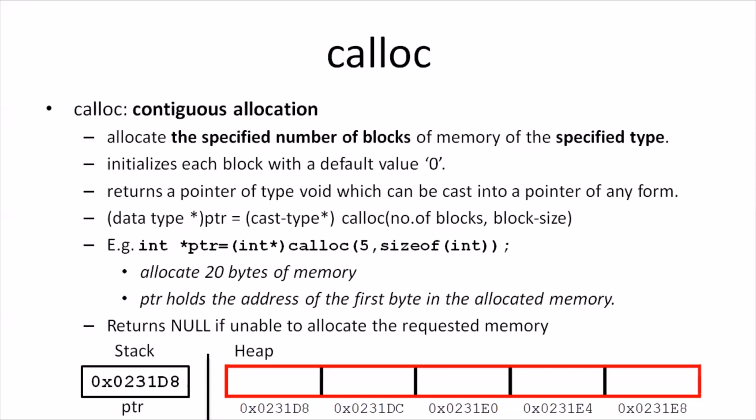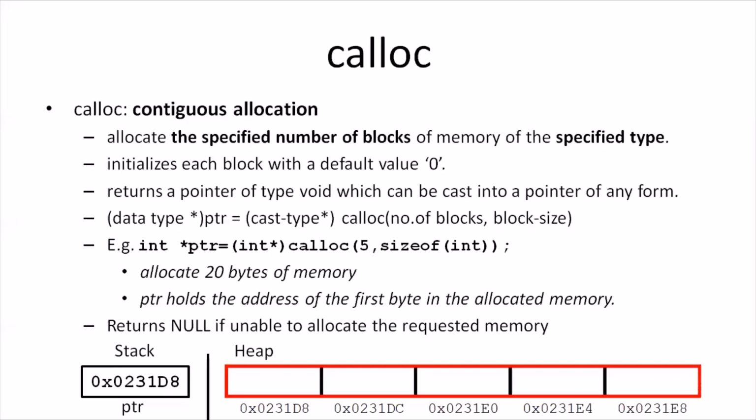It takes the number of blocks as a separate parameter because it assigns 0 to each of the blocks before returning the starting address of the blocks to the stack memory. If it cannot allocate the requested memory from the heap, calloc returns null.